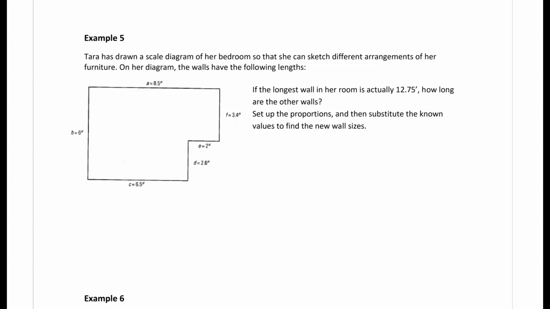The next thing says, if the longest wall in a room is actually 12.75, and remember that this means feet, so we have 12.75 feet, how long are the other walls? So we know that the longest wall, which is A, 8.5 inches, is really 12.75 feet. So the way that we're going to calculate for all of the other lengths of the wall will be to set up our proportion and then substitute the known values to find the new wall size.